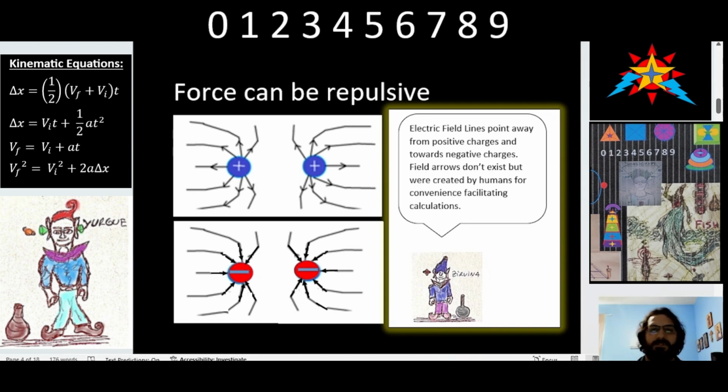Here we've got our gnome Zervina, and that's what he has to say. Electric field lines point away from positive charges and towards negative charges, regardless of whether it's two negatives, two positives, or one of each. Field arrows don't exist, but were created by humans for convenience, facilitating calculations.